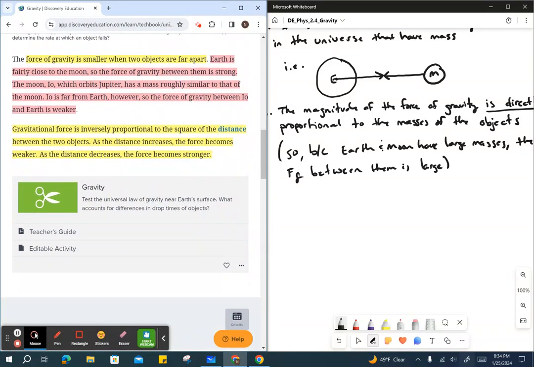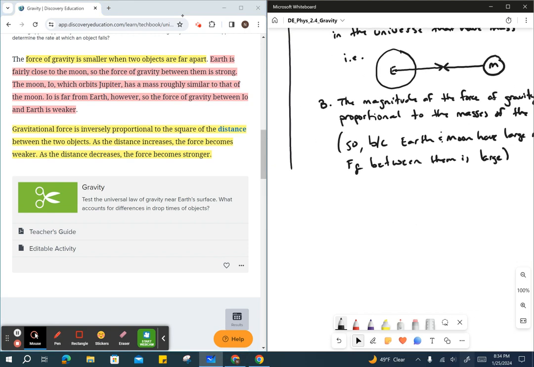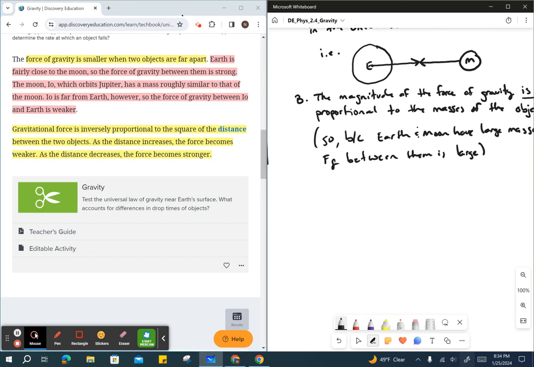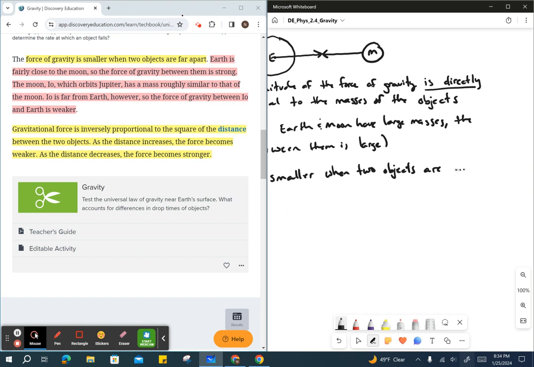It is important. Now, this next paragraph: the force of gravity is smaller when the two objects are far apart. So now we're not even talking about mass, we're talking about the distances. So let's go ahead and write that down. This will be letter C. The force of gravity is smaller when two objects are far apart.